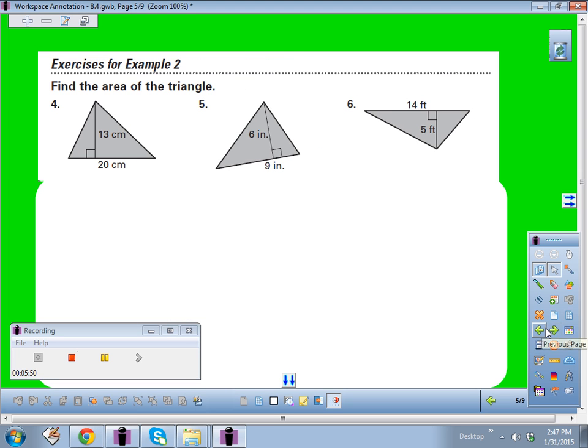So for 4, 5, and 6, it's going to be the same case again. You'll multiply your base times height and divide by 2. And I'll give you a moment to do that.